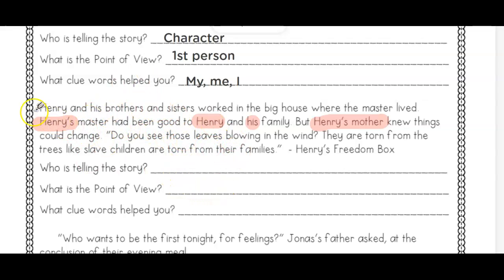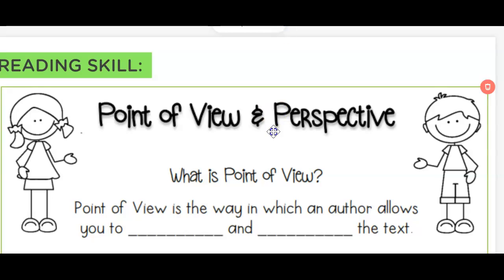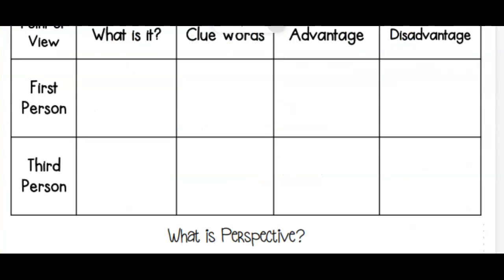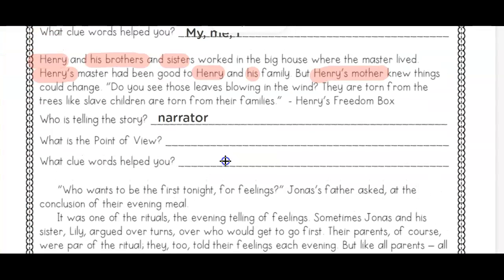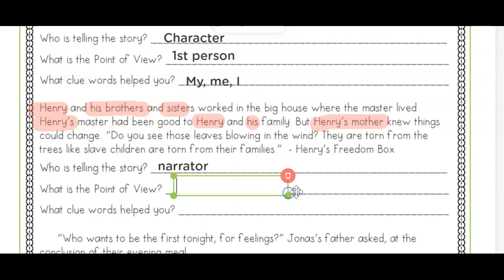So who's telling this story? Is Henry telling the story? No. Is it coming from a character's point of view? No, it's coming from the narrator's. So the narrator is telling the story. Look back on page number 5 to see what point of view a narrator would be. It would be third person.